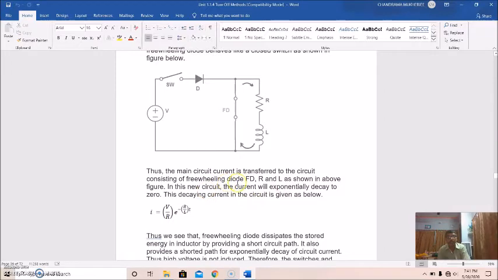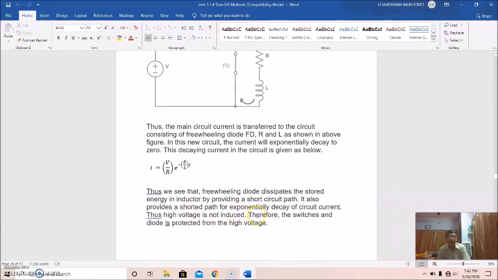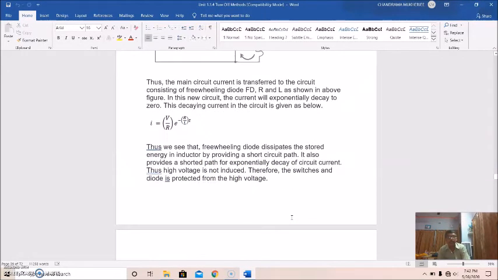The main circuit current is transferred to the circuit consisting of the freewheeling diode, R and L. In this new circuit, the current will exponentially decay to zero. This is the decaying current. Thus, the freewheeling diode dissipates the stored energy of the inductor by providing a short circuit path. It also provides a short path for the exponential decay of the circuit current. This high voltage is not induced, therefore the switch and diode are protected from the high voltage.